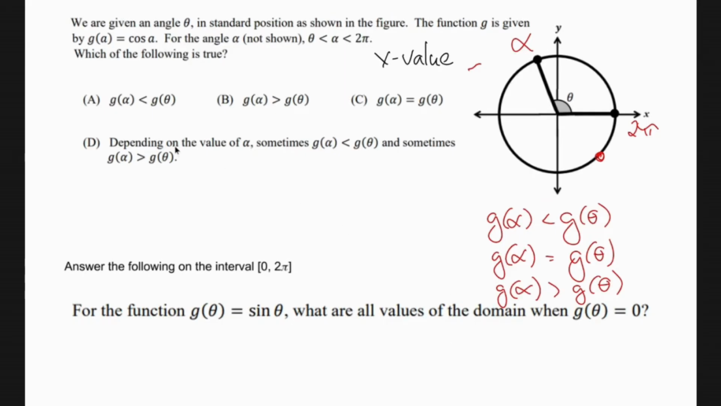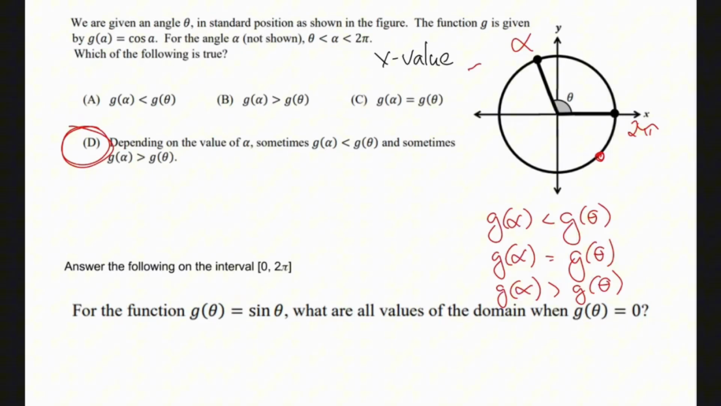So which of the following is true? The same exact thing. Depending on the value of alpha, sometimes it's bigger, sometimes it's smaller. I didn't pick really good examples for that one. You just got the same exact thing twice. Not a fan, but that is what you get.